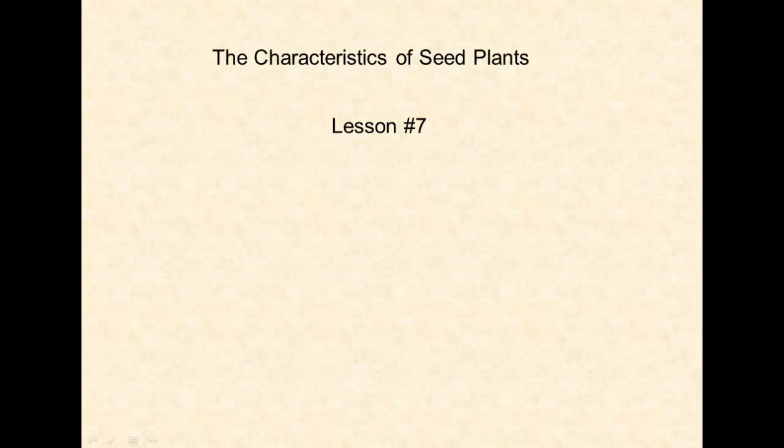This is lesson number 7, the characteristics of seed plants. In class you did an activity where you were asked to basically take a seed on a journey all the way until it became a plant. And it was almost like a book that you had created where you could see each one of the steps that occur. And we're going to take a look at those a little bit more specifically in this lesson.